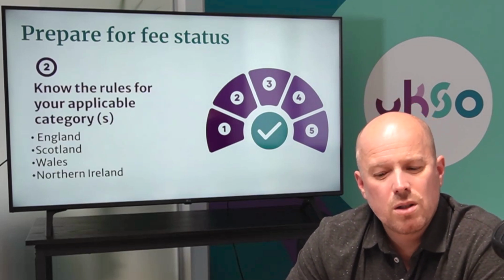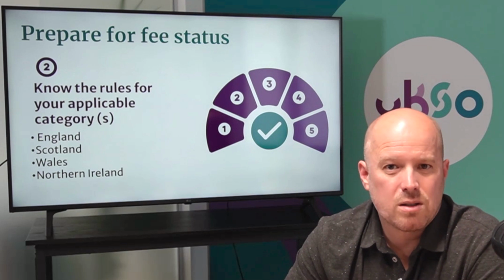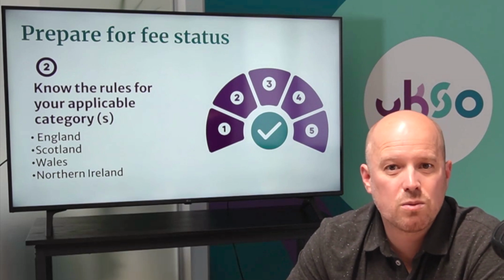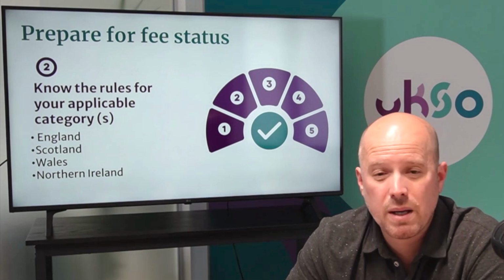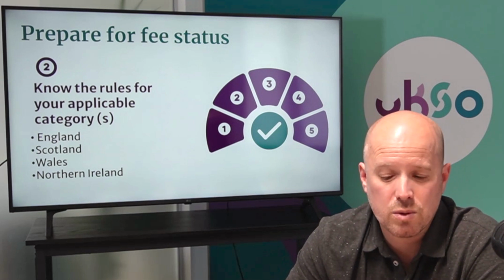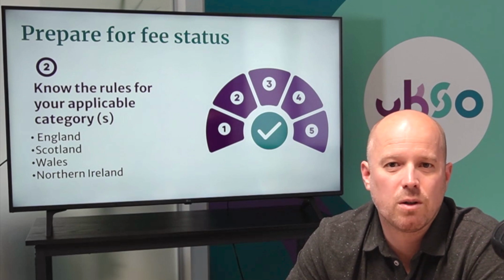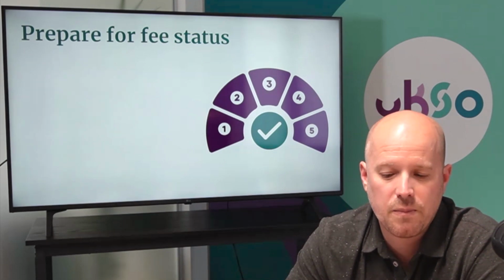Also, really important to know the rules for your categories. So, for the specific universities you are applying to, check the rules because they could be different. Remember, each one of them has different rules. England, Scotland, Wales, and Northern Ireland. Make sure you look into it for your own applications.